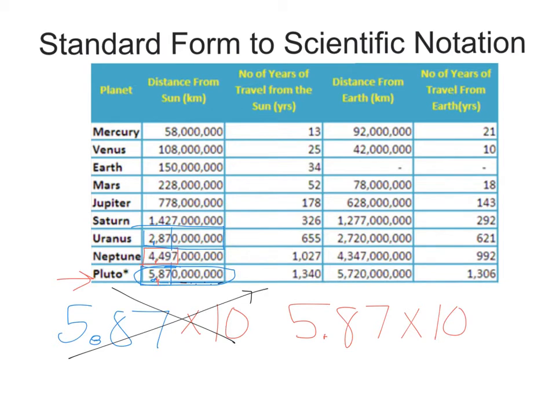So if I'm right here in between the 5 and the 8, to get to the end of the number, I would have to multiply by 10 one time, 2 times, 3, 4, 5, 6, 7, 8, 9. So it would actually be 5 and 87 hundredths times 10 to the 9th. Don't just count the zeros. It's how many times you have to move that decimal point to get to the end of the number, because every time you multiply by 10, it moves the decimal point once to the right.